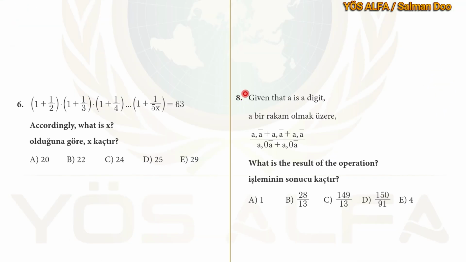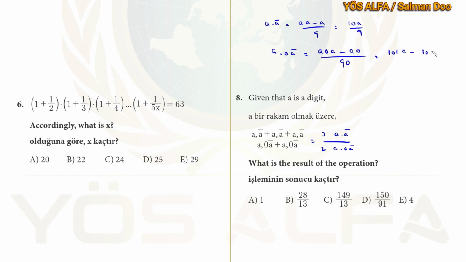It's A. Number 8. A is the digit, and what is the result of this operation? So let's simplify the operation first. Since we have 3 terms equal, the summation is 3 times A point A bar over, since these two are the same, 2 times A point 0 A bar. So let's simplify this. A point A bar is equal to AA minus A over 9. AA minus A is the same as 10A over 9. For the second expression, A point 0 A bar is equal to A0A minus A0 over 90. From here we have 100A plus A is 101, minus 10A over 90, which is 91A over 90.